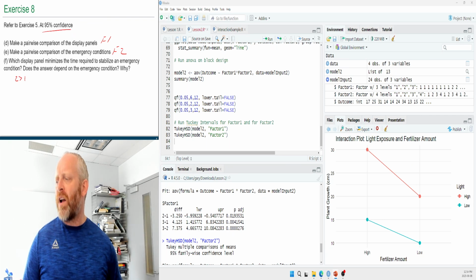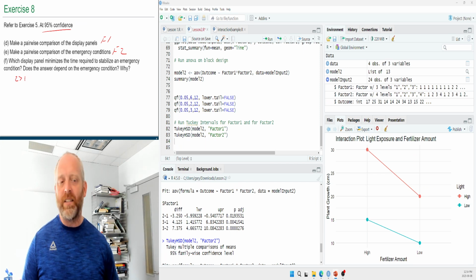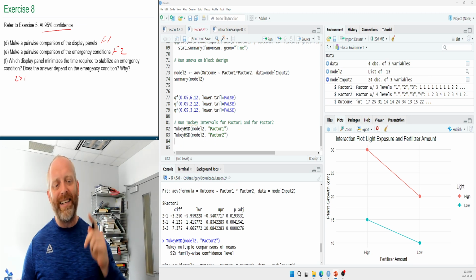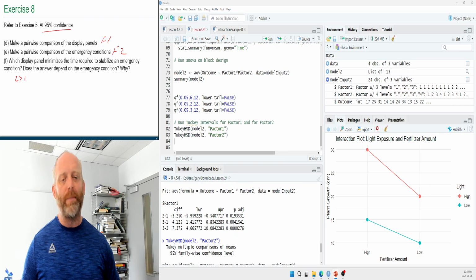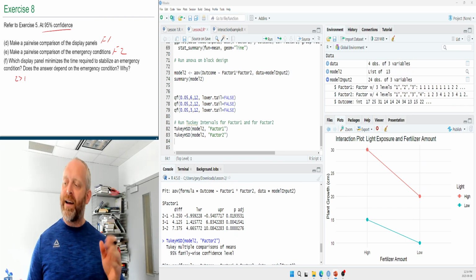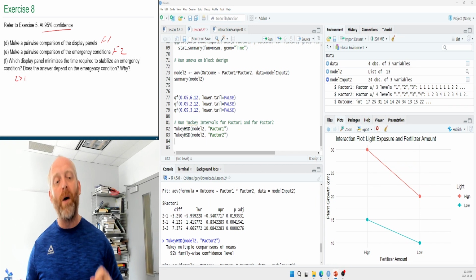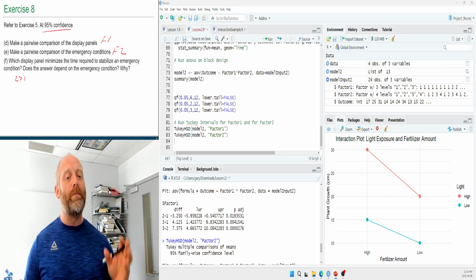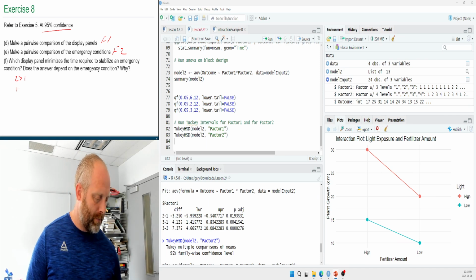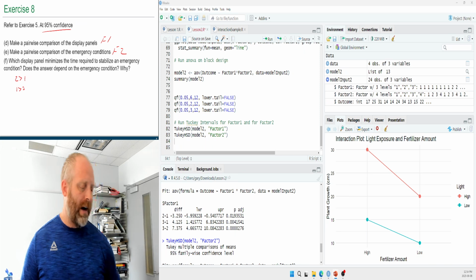If I replace 1 with 3, now I see an increase. So that tells me that if I replace display panel 1 with display panel 3, it takes me longer at this point in time to be able to stabilize an emergency condition. I look at my lower and upper bound, both are positive, so it does not pass over 0, which means I'm 95% confident that the true population parameter is always going to be positive. Therefore, 1 is better than 3. All right, so 2 is better than 1, 1 is better than 3.